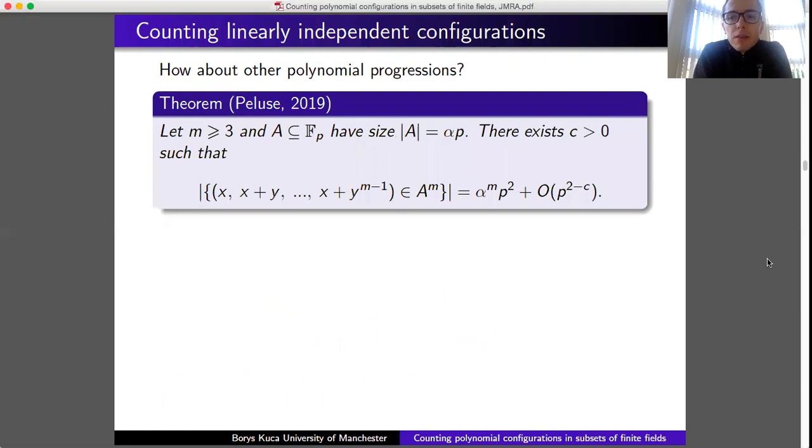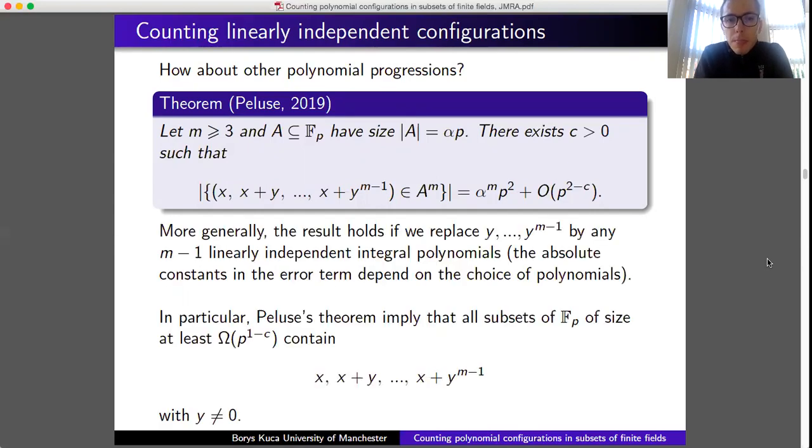It's natural now to ask, what about more general polynomial progressions? What about progressions that contain a nonlinear term in y? And here, the first class of progressions that we should look at are those that come from linearly independent polynomials. An example here will be an m-term shifted geometric progression, which is a configuration of the form x, x plus y squared, x plus y cubed, all the way up to x plus y to the power of m minus 1. There is a theorem of Peluse, which says that the number of such configurations in the set A equals alpha to the m times p squared plus an error term of size at most big O of p to 2 minus c.